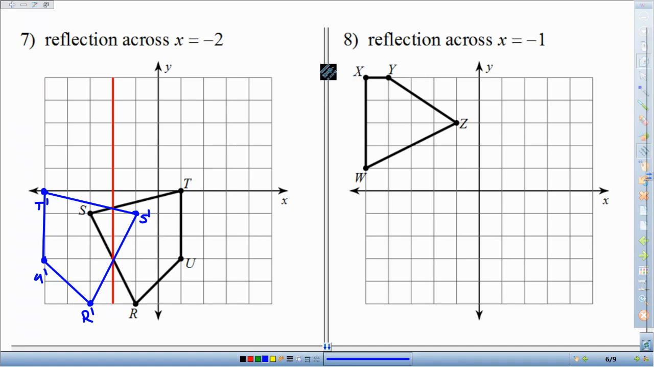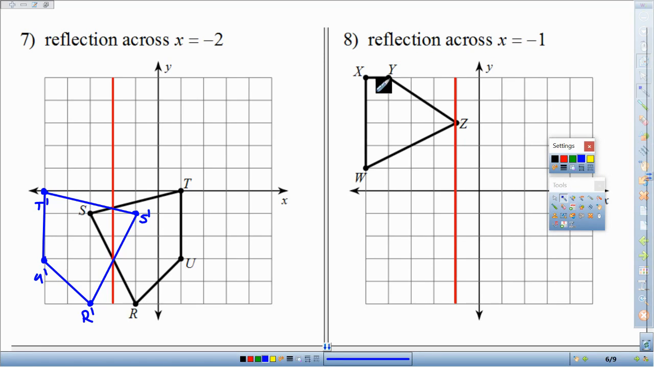Okay, so I'm going to have you guys go ahead and try out number 8 on your own. Go ahead and draw that reflection line of x equals -1. Reflect your points. Okay, so hopefully you're able to get this line. The line of x equals -1 goes through the x-axis at -1. So that is the line of x equals -1. All right, so let's reflect these points real quick. I'm going to start with y. It is 3 units to the left. I'm going to reflect the 3 units to the right.